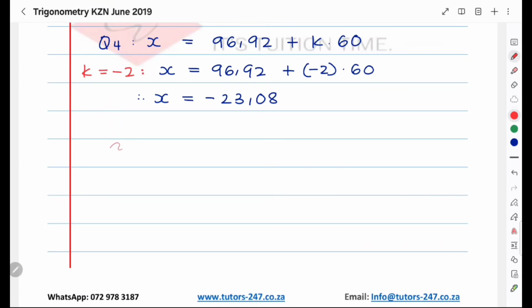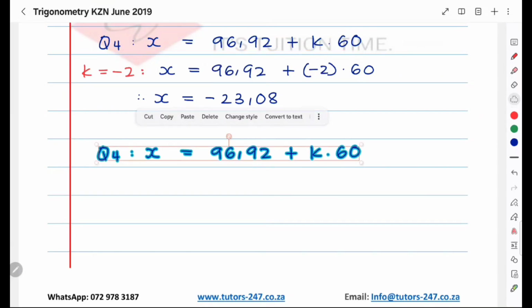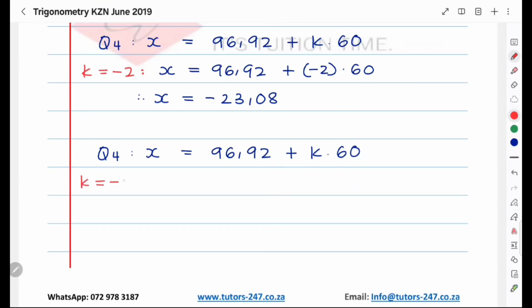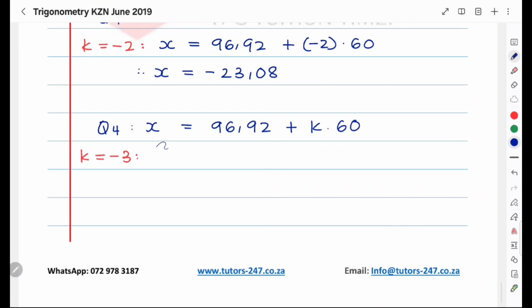So once again, in quadrant 4, let's just copy this out quickly. And we are going to use k is equal to negative 3 this time. So we substitute negative 3 in place of k.